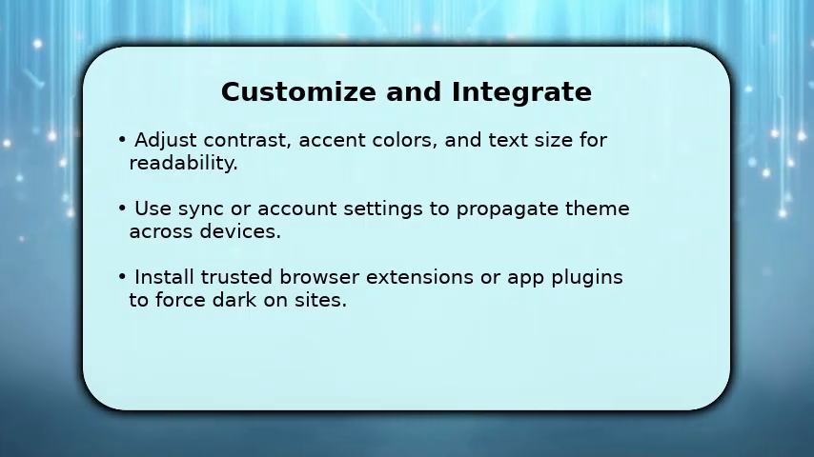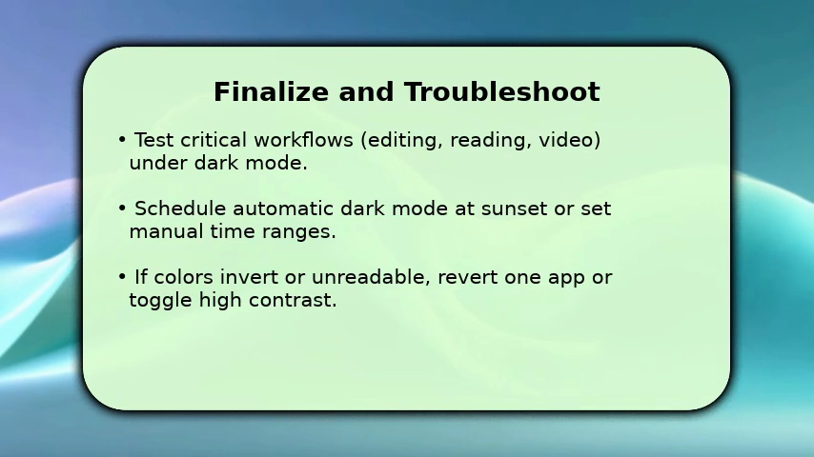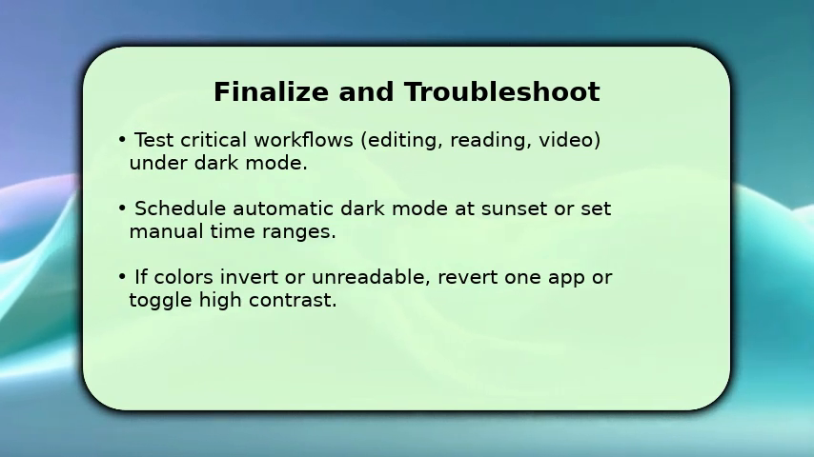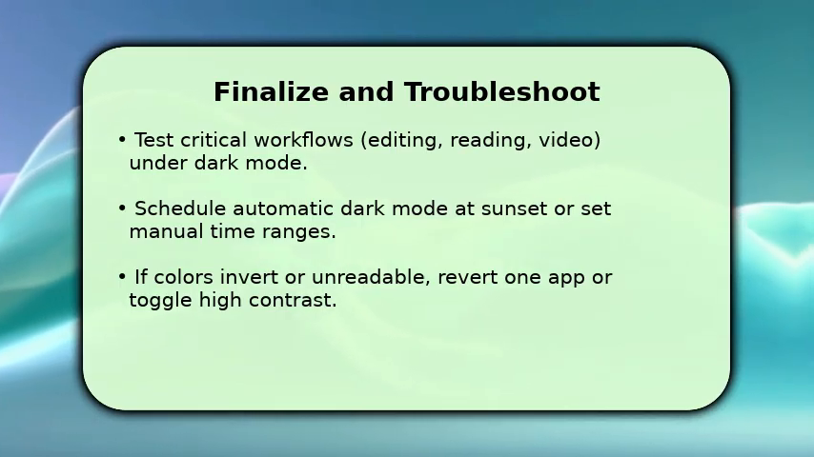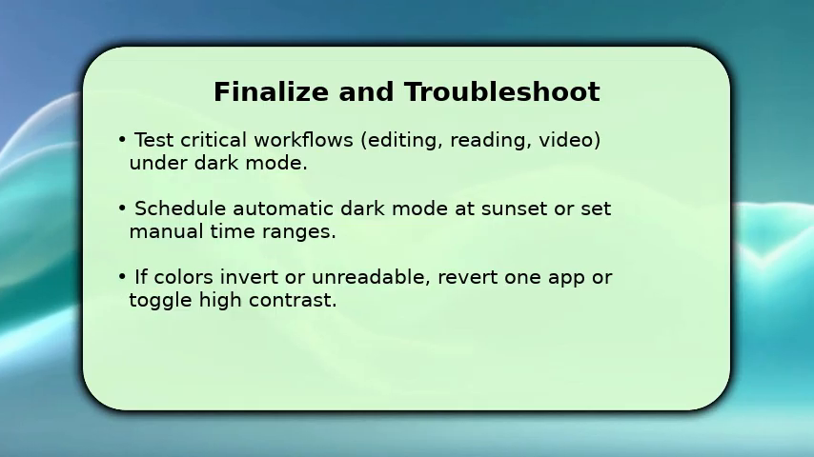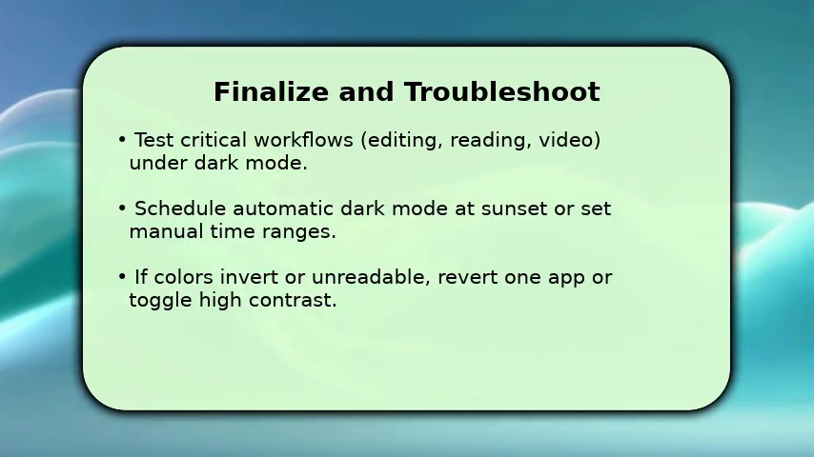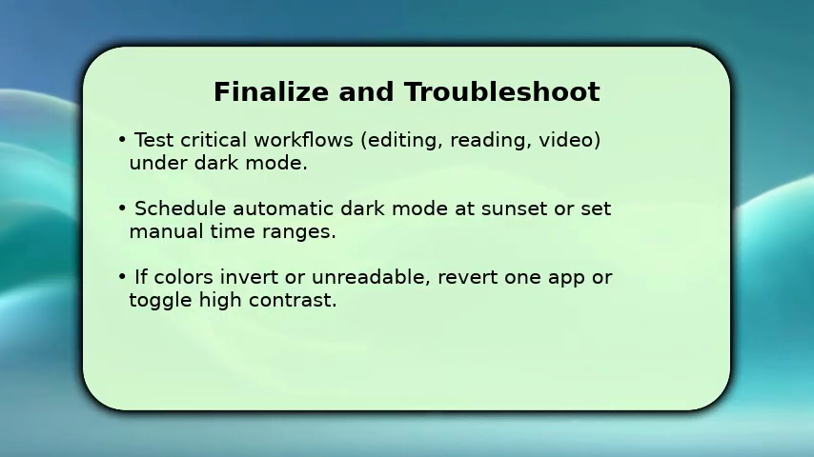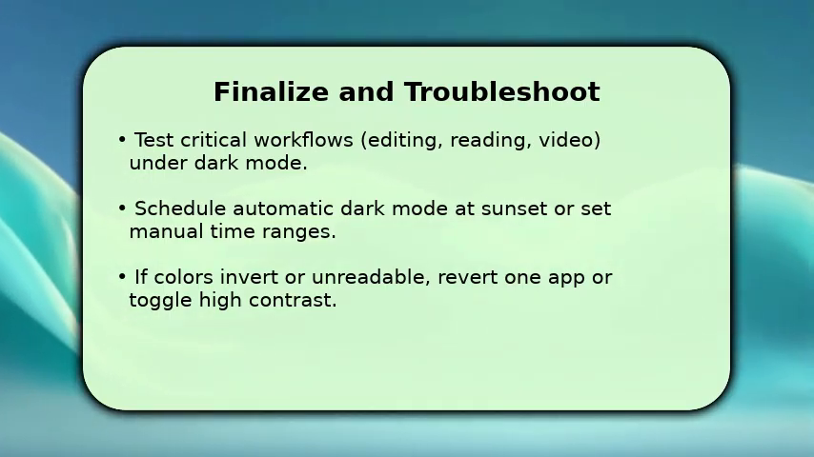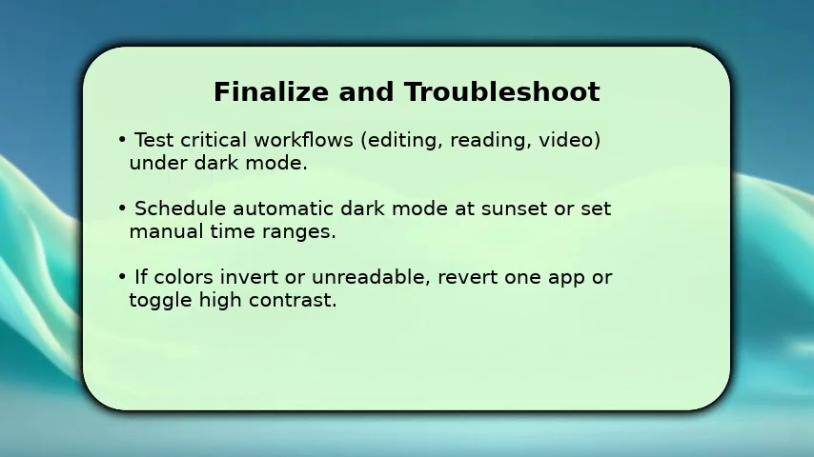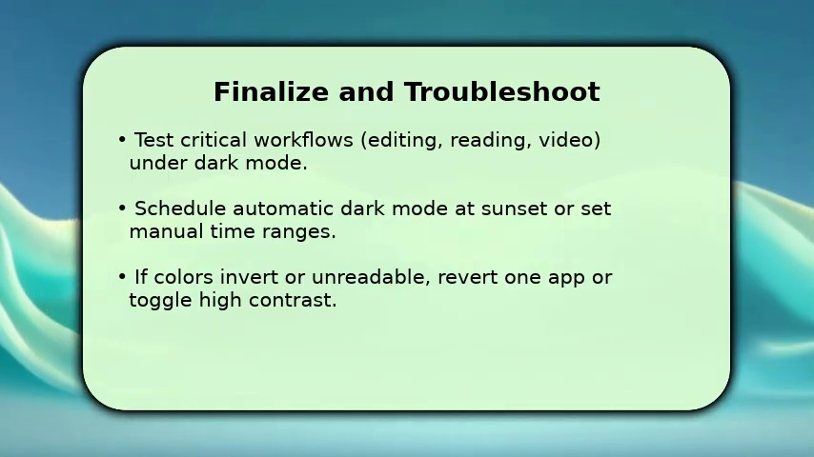Finish by validating your daily tasks in dark mode so nothing breaks. You should run through editing, reading, and video playback to ensure UI elements remain visible. Then set a schedule, sunset to sunrise, or pick fixed hours so transitions are automatic. If something goes wrong, try toggling the app's theme, disable extensions, or switch to high contrast briefly to isolate the issue. One key troubleshooting tip: if colors invert unexpectedly, disable forced dark extensions first and recheck the app's native settings.